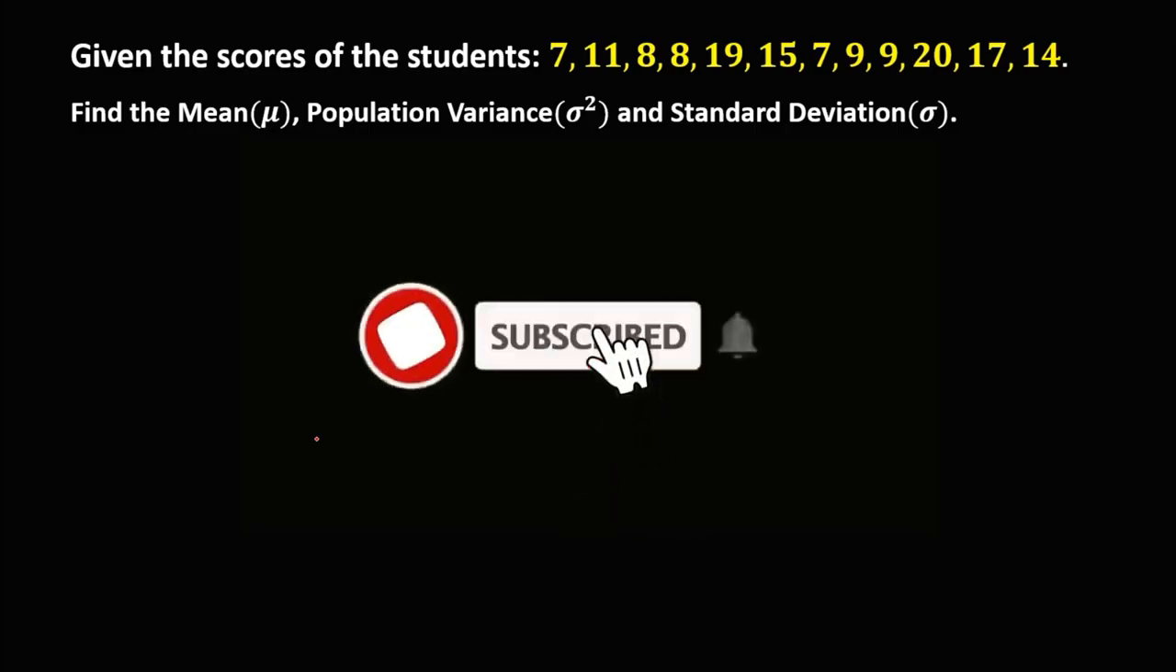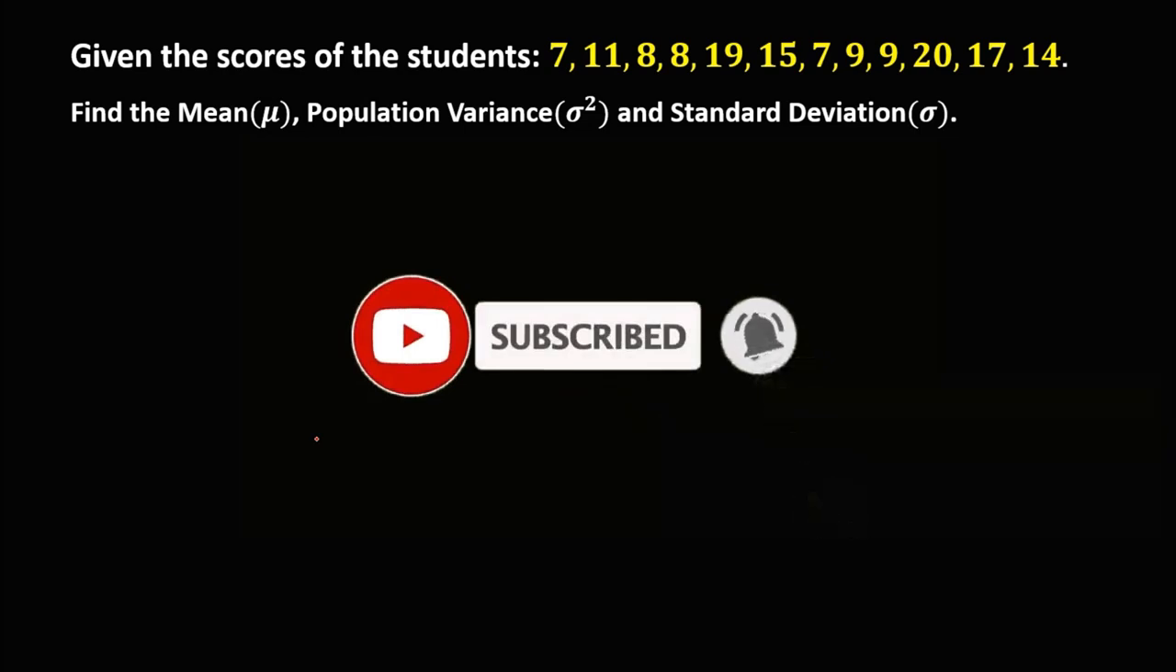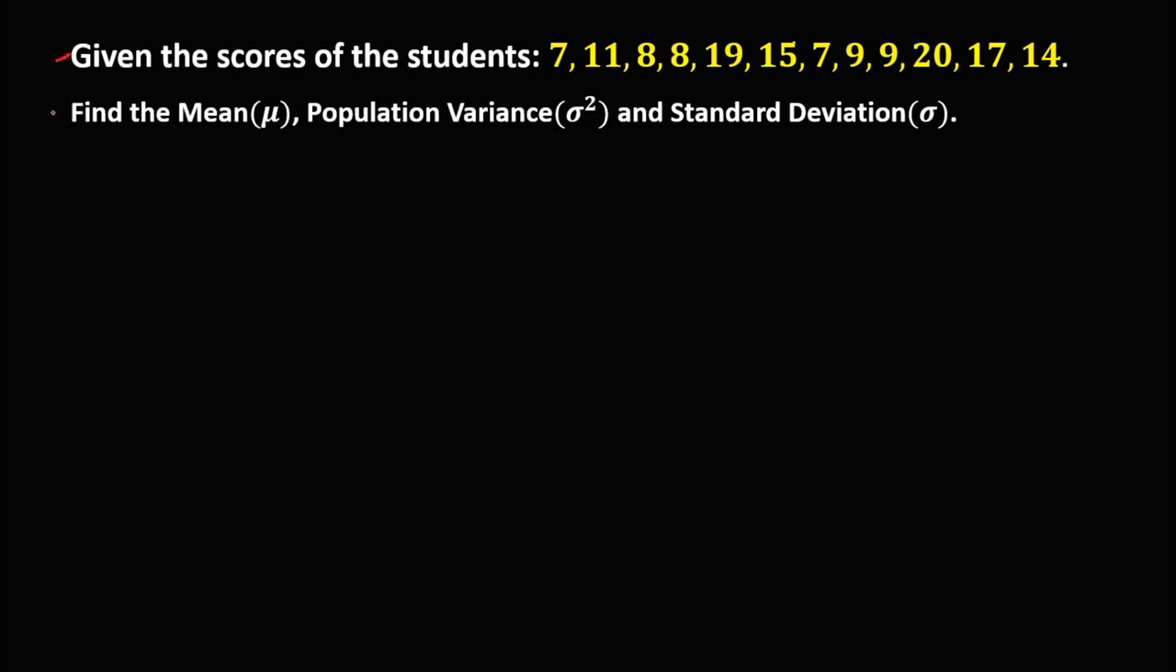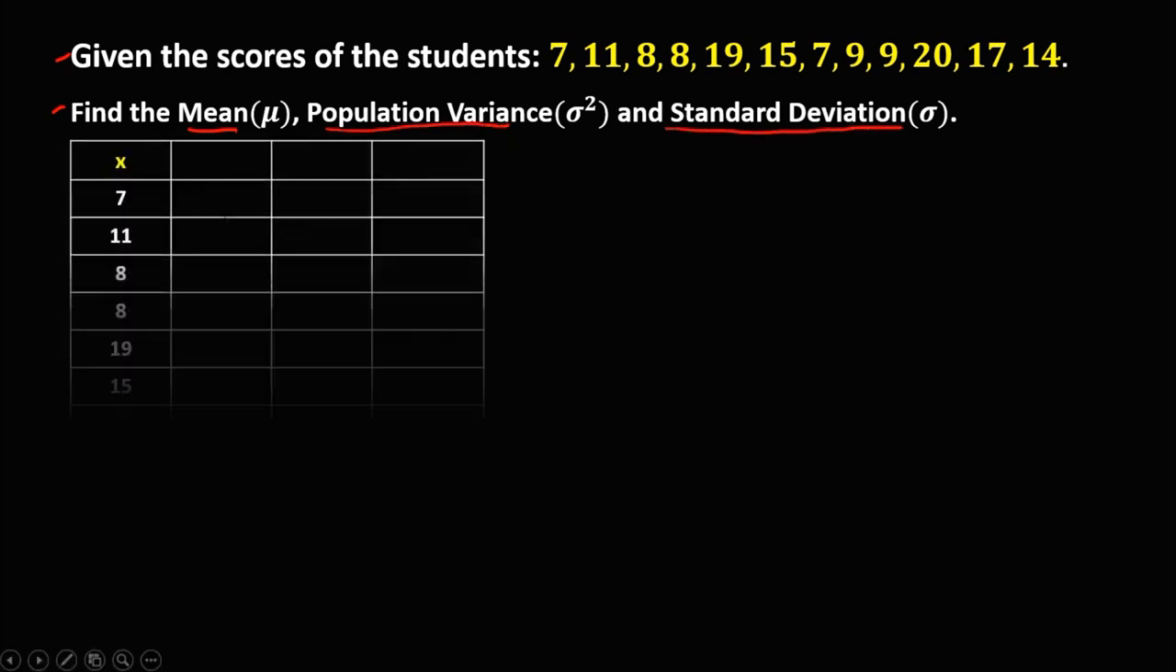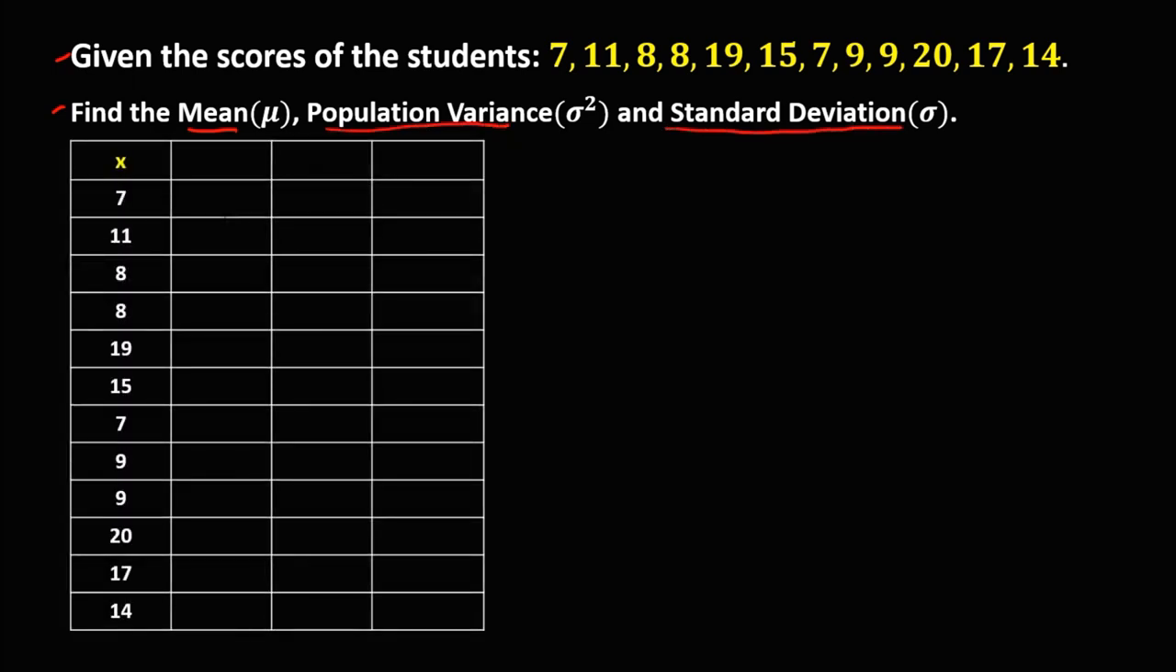Okay, so welcome to Mathstoria, and let's have this problem. Given the scores of the students, find the mean, the population variance, and the standard deviation. We're going to use a table to solve this problem, and these are the scores.